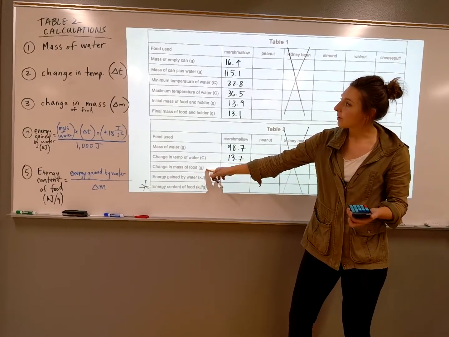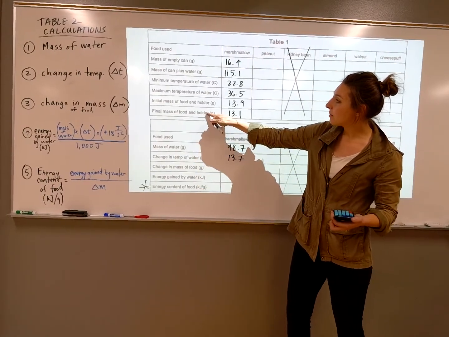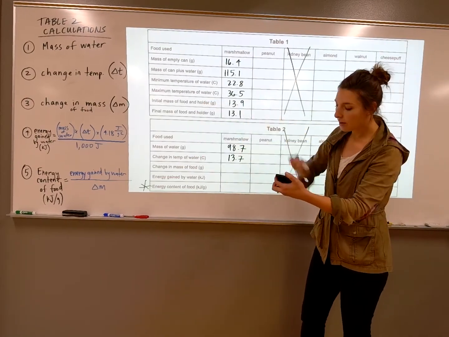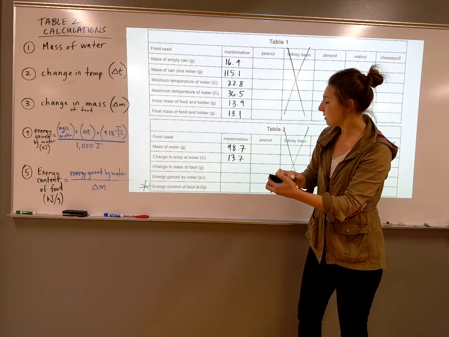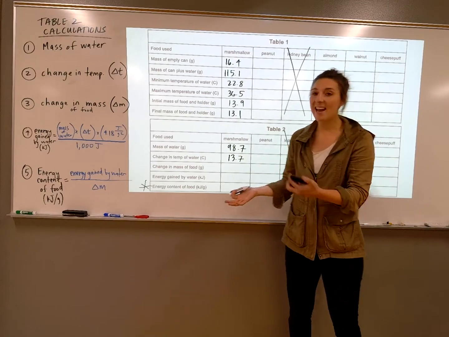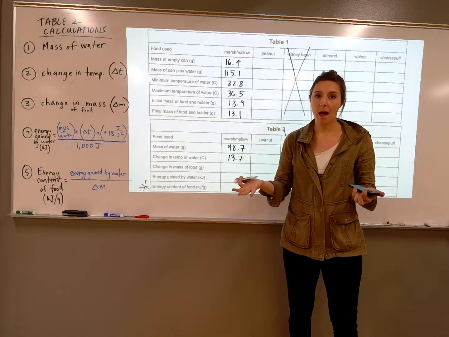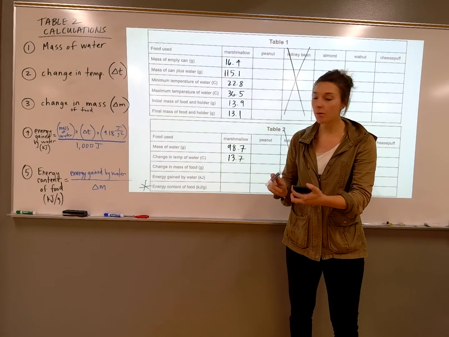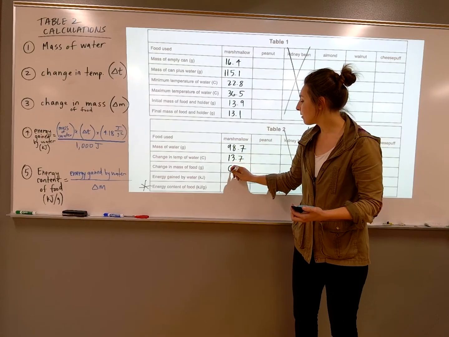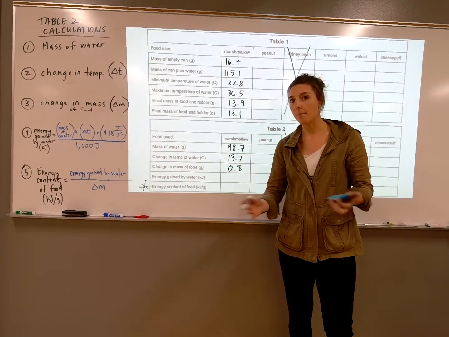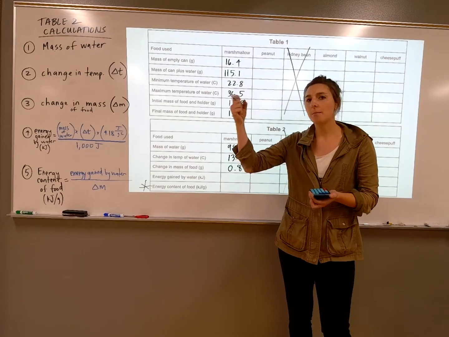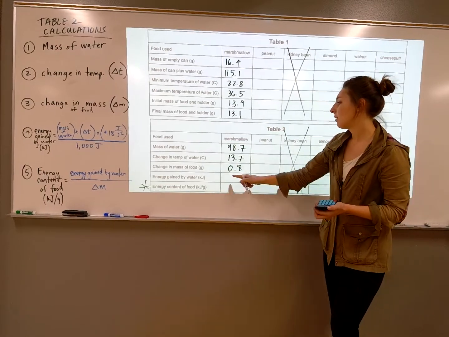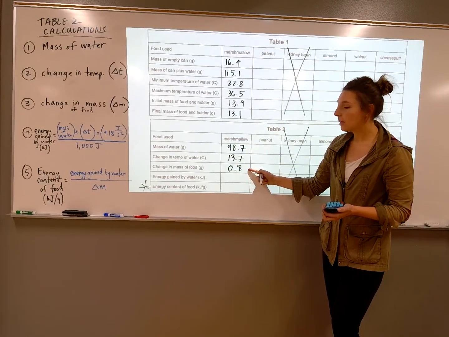Change in mass of food. So again, we're going to take our final mass of food and holder minus the initial mass of food and holder. When we do that, so 13.1 minus 13.9, we're going to get a negative number because the food lost mass while it was burning. However, we're just going to write the absolute value down. So I got negative 0.8, but we're just going to write that down as a positive value, 0.8. You can drop the negative sign. We're going to be thinking about energy gained by the water as a positive value rather than the energy lost from the food as a negative. Okay, so those are pretty easy, just subtraction to get the first 3 rows.